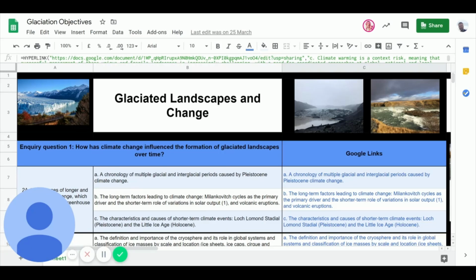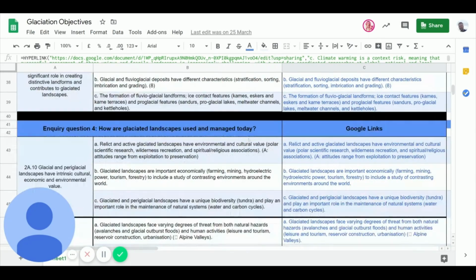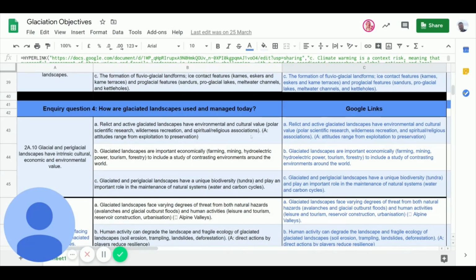Hello all. Right, we've been looking at glaciated landscapes for some time now, and we've just got to look at the last little bit, which is right down on Enquiry question 4. How are glaciated landscapes being used and managed today? There's three key sections to this. The first one, 2.10, is where we looked at how valuable these places are.